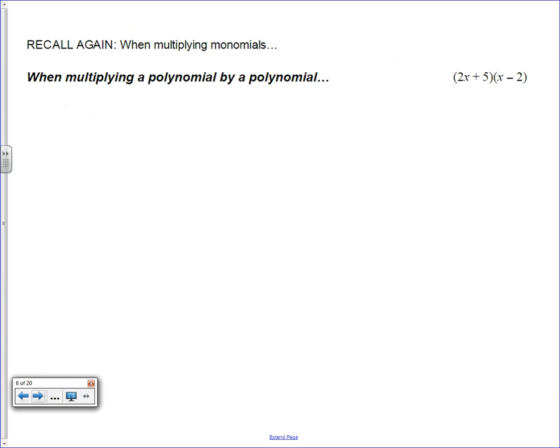Okay, let's go ahead and move on to the next section of your notes. It says recall again when multiplying monomials. Please again remind me what we do when we multiply monomials. You are going to multiply the coefficients, and hopefully you're realizing how important this is because we've written it so many times now. You're going to multiply the coefficients, and you're going to add the exponents.